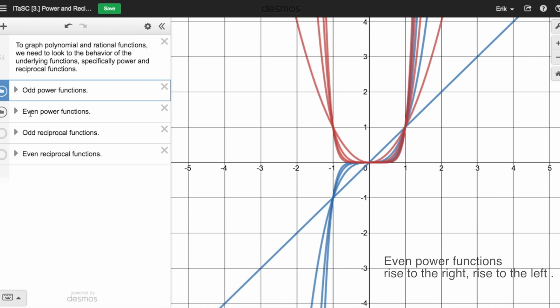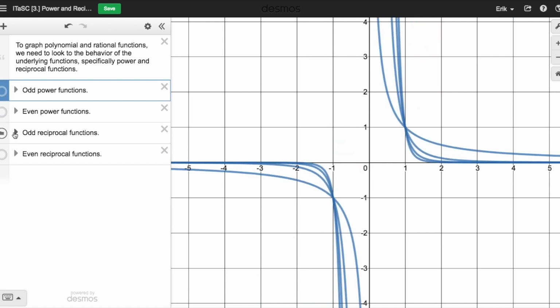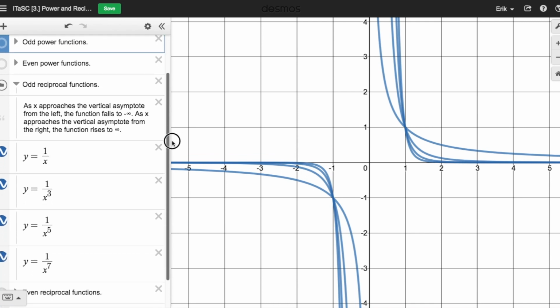Let's consider the other type of function that might show up with graphs of rational functions. These are what I call reciprocal functions. A reciprocal function is 1 over a power of x. You can see here I've got 4 of them graphed on the right side. If you follow the equations on the left, we have y equal to 1 over x, 1 over x cubed, 1 over x to the 5th, and 1 over x to the 7th.